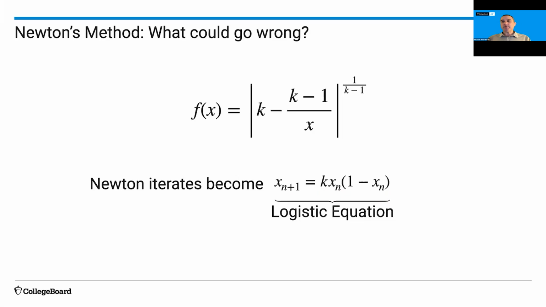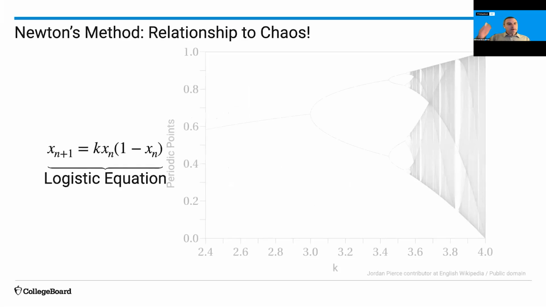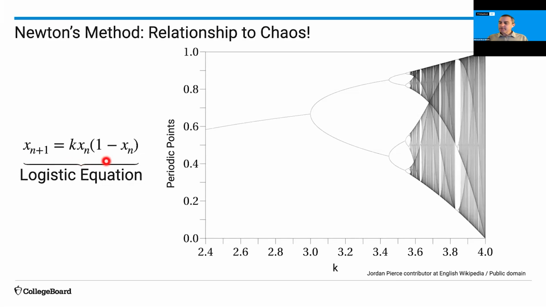And if you are in BC calculus, or you go on to BC calculus, or you go to calculus 2 in college, you're going to see the logistic differential equation, which has this same sort of form as this iterative equation does here for Newton's method. What's really neat about this equation is it gives us a relationship to chaos. We can look at the iterates of this logistic equation for various values of k. And when we do, we find this graph of periodic points.